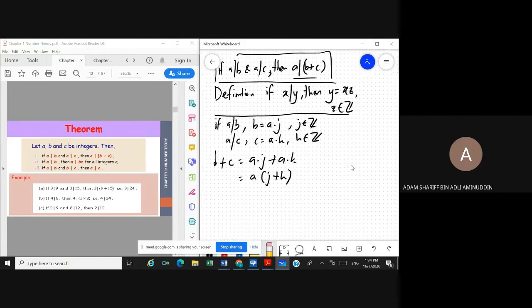The proof is not complete yet. It does not make any sense for the time being. Right now, J is an integer, K is an integer. Integer J plus integer K will be another integer. Let's say L. L is J plus K, and this L is an integer.